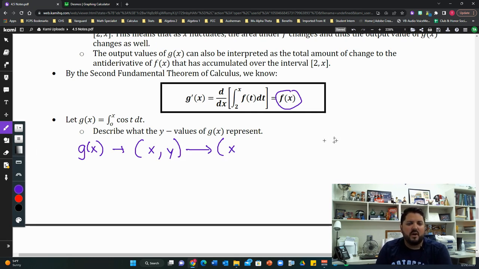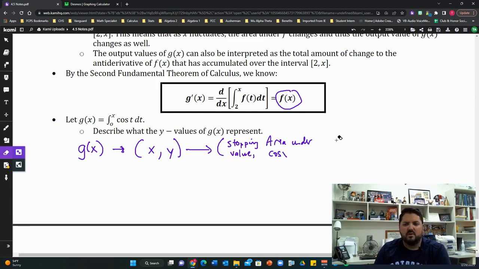But in this case, our x value, when I choose that number, this is the stopping point, or the stopping value. So it's where I choose to stop accumulating area under the curve of cosine of t. So then my output, or my y value for the g of x function, that's what they represent. So it represents the area under the function cosine of t. Under cosine of t on the interval 0 to whatever that value of x is that I chose as my input.